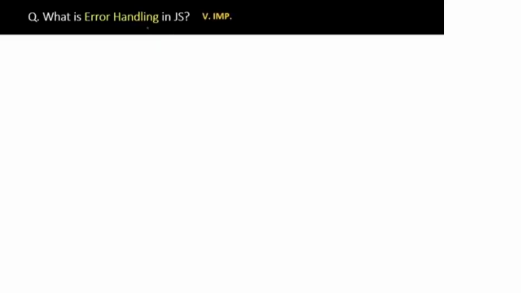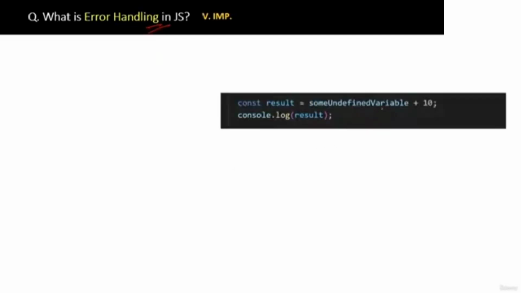What is error handling in JavaScript? Very important concept in JavaScript. Suppose you have a piece of code in your JavaScript program. Here you know this variable is not defined and it will definitely give some error. Now you want to handle and manage that error. Or you can say you want to show a proper error message and log the error in the console or the logs properly.